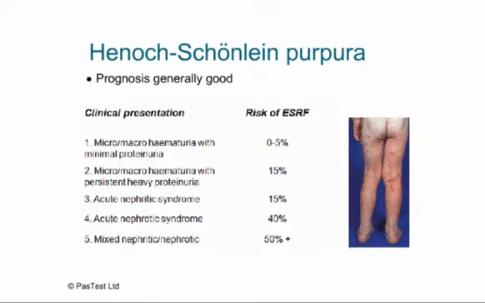If we look at the prognosis of HSP, then this is generally good. This slide illustrates the 5 different types of clinical presentation and their risk of developing end-stage renal failure. In HSP, the vast majority of the patients are in group 1, so they present with microscopic or maybe macroscopic hematuria with minimal proteinuria, and we can see that their risk of developing end-stage is between 0 and 5%, and their prognosis is therefore very good.